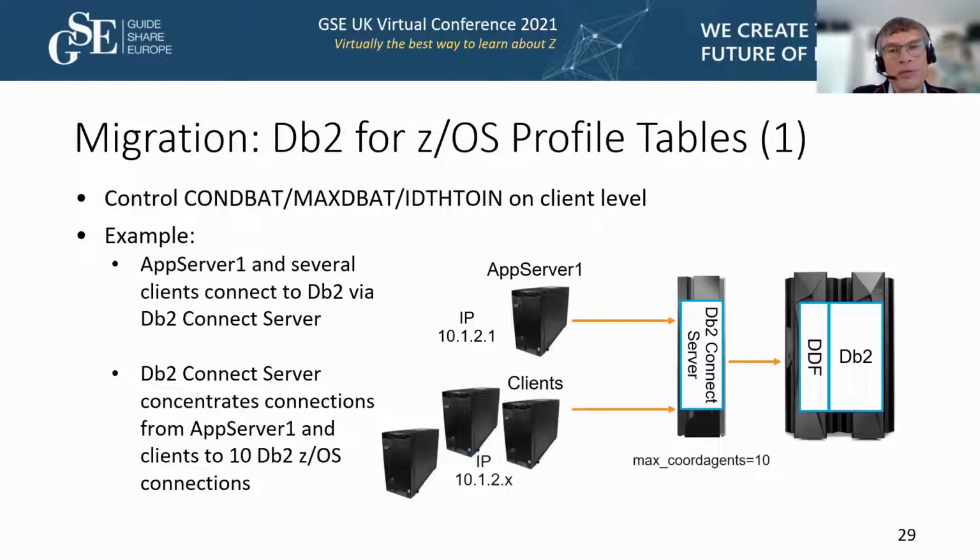With DB2 for ZOS profile tables, you can also control this number of connections on a client level. So we have here an example. This is an example for an app server which has an IP address and a group of clients. Currently the app server and the clients have a connection via the DB2 Connect server and have max coord agents equals 10, which means the DB2 Connect server would allow 10 connections into DDF, into DB2.